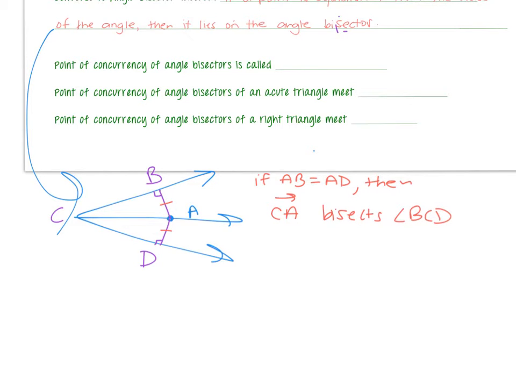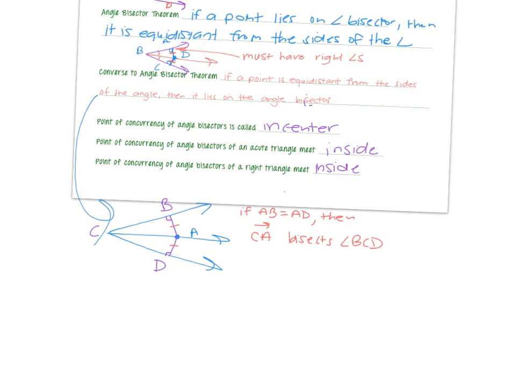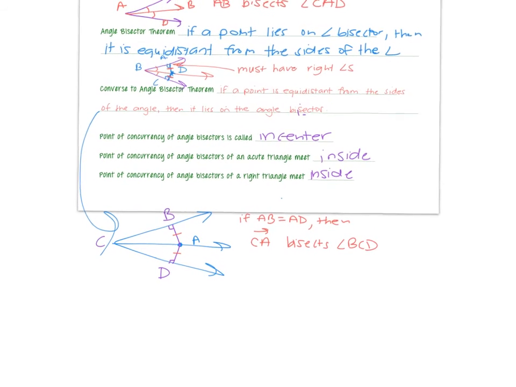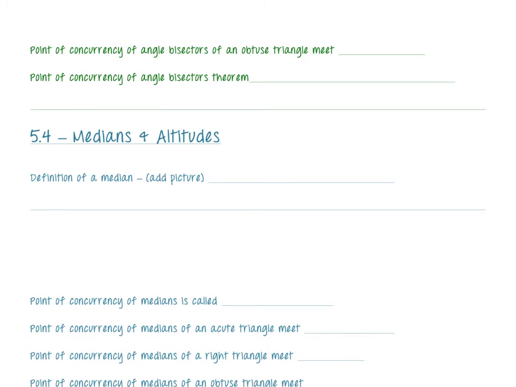Incenter. And the point of concurrency of an acute triangle meets where? Inside. How about a right triangle? Inside. How about an obtuse triangle? Inside. Remember, the incenter is always inside. And the angle bisector theorem says that from the incenter to what is equidistant? To the sides.